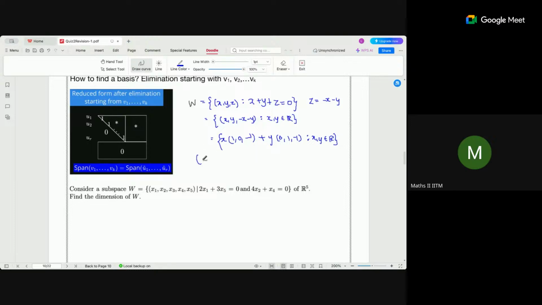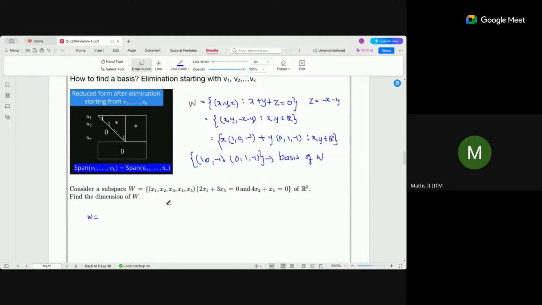So you see 1, 0, minus 1 and 0, 1, minus 1 form a basis of W. Okay, so this is how we find a basis. Now can you tell me how we find a basis for this space? We have to do the same thing. You have an equation, we fix some of the variables and rewrite this set.